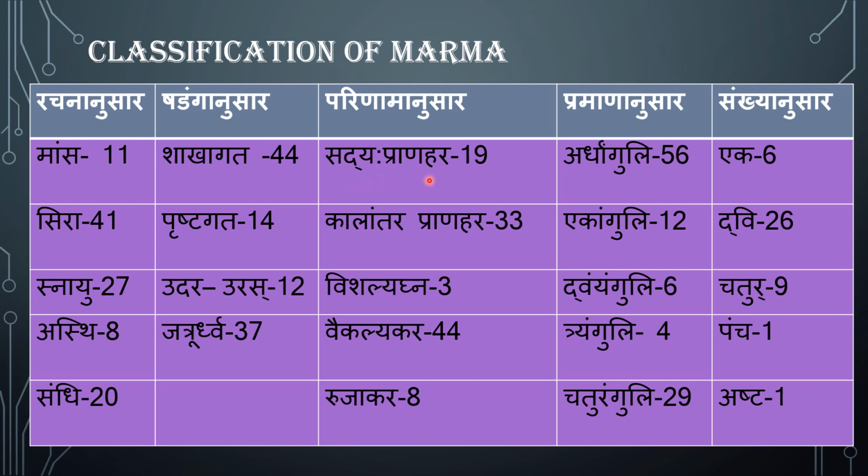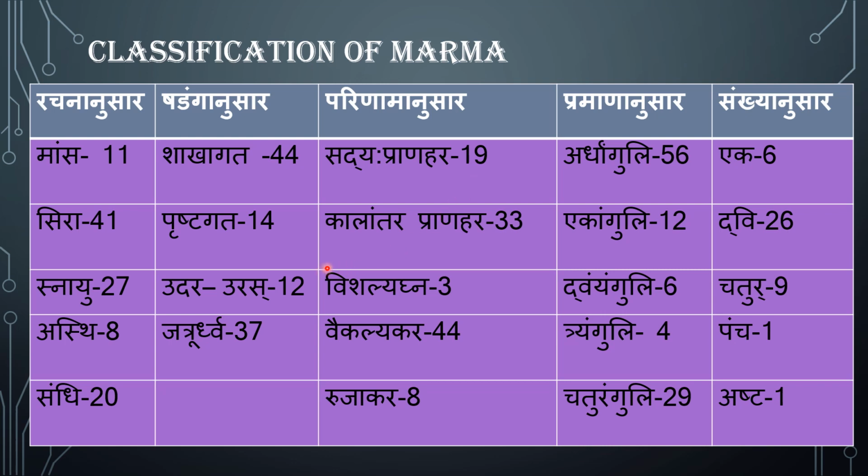Next, Parinama Anusara. As in the definition I told you, if it gets injured it can cause severe pain or otherwise sudden death of the person. So according to the effect after the injury, these are again 5 types. The first one is Sadhya Pranahara, that is after getting the injury the person dies suddenly. Those are 19 in number.